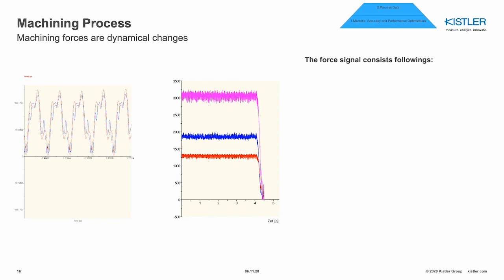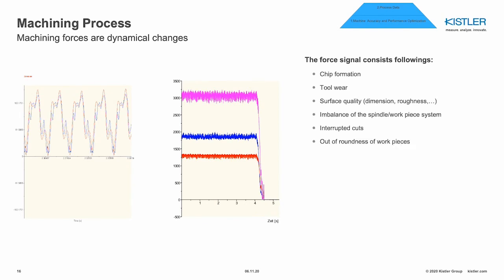The force signal here consists of information, of course, from different characteristics and properties of the machine process. The information comes from chip formation, tool wear, surface quality, dimension and roughness of the part that you are cutting, the imbalance of the spindle and workpiece system, the interrupted cuts, out of roundness of workpieces, and microstructural effects you can capture with this measurement.